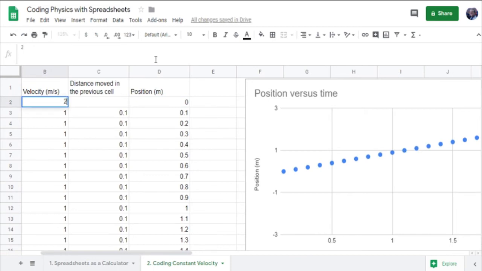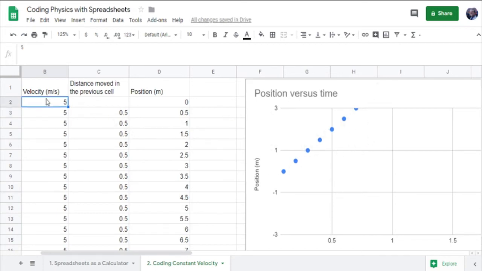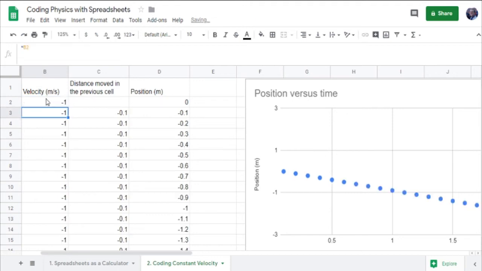And I could change this, for example, to 2. I could get this much steeper than it was before. I could change it to 5, make it even more steep. In fact, it's going off the graph now. I can also change this to a negative value. You know what negative velocity means, right? It means I move backwards, right? So I move with a negative slope.